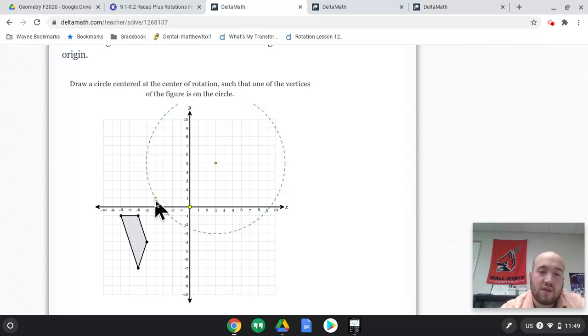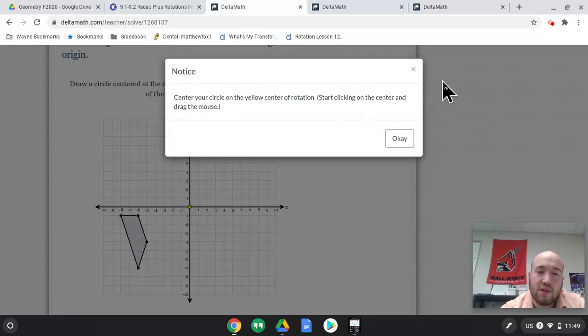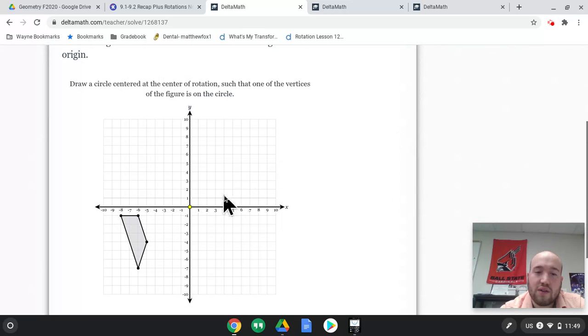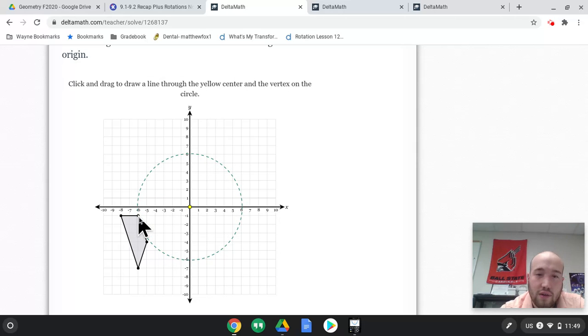Now, if I click over there, that doesn't work. It tells me the circle's not right. I have to click on the yellow dot and then just drag out, and I could have it go through that point, that point, that point. It doesn't matter which point as long as it goes through one of these vertices. So I let go. Now it says click and drag to draw a line through the yellow center and the vertex on the circle. So I have to go through that point. I'm going to click there and drag and also rest on the origin and let go. And that line is established.